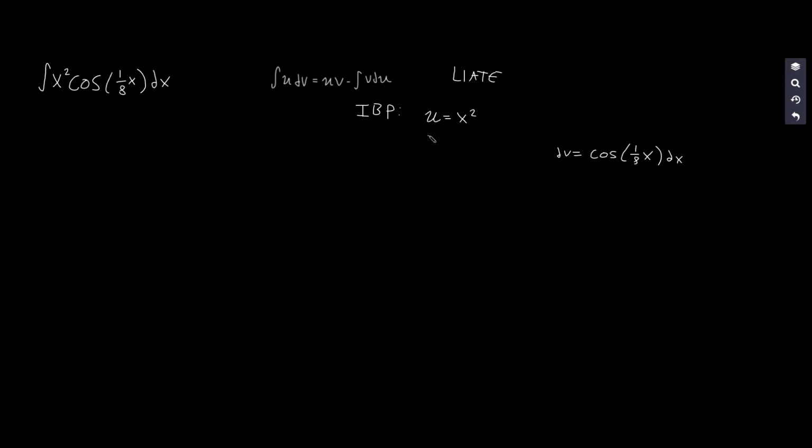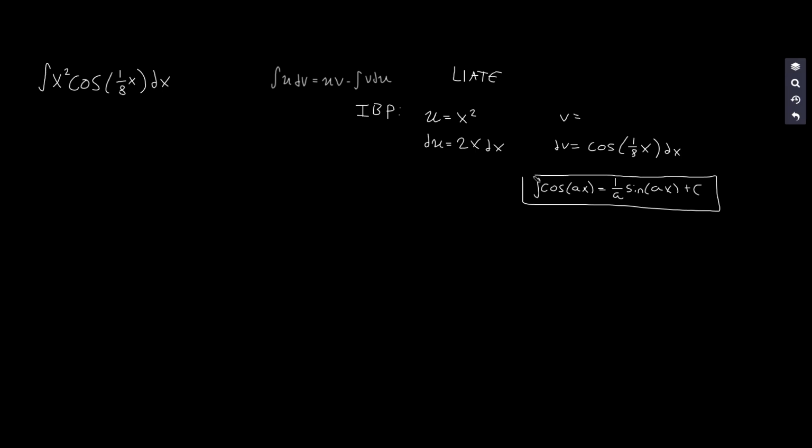Now the derivative of x squared is 2x. And now we have to integrate cosine of 1/8 times x. The thing about that is it should be like the integral of cosine of a times x equals 1 over a times sine of a times x plus c. But then for us, a is 1/8.